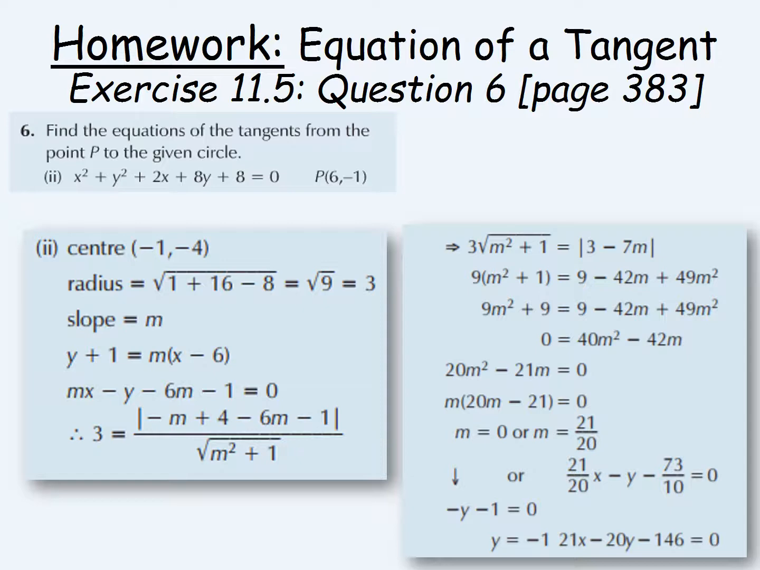Again, just watch your squaring. If I just jump up to the top of the second box here, when we square that 3, we end up with 9. When I square the square root, it just cancels out. And when I square these absolute value signs, it actually has to be fully squared out. So just be careful. And we work out two values for our m. So we get m is equal to 0 and m is equal to 21/20. So we end up with two different equations. The first one is y minus 1, so that's the first equation. And then the second one is 21x minus 20y minus 146 equals 0.